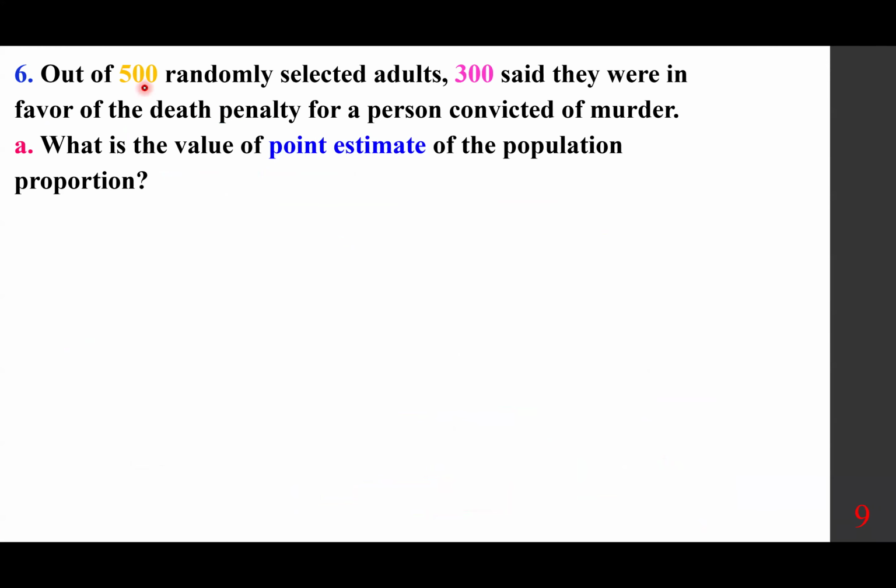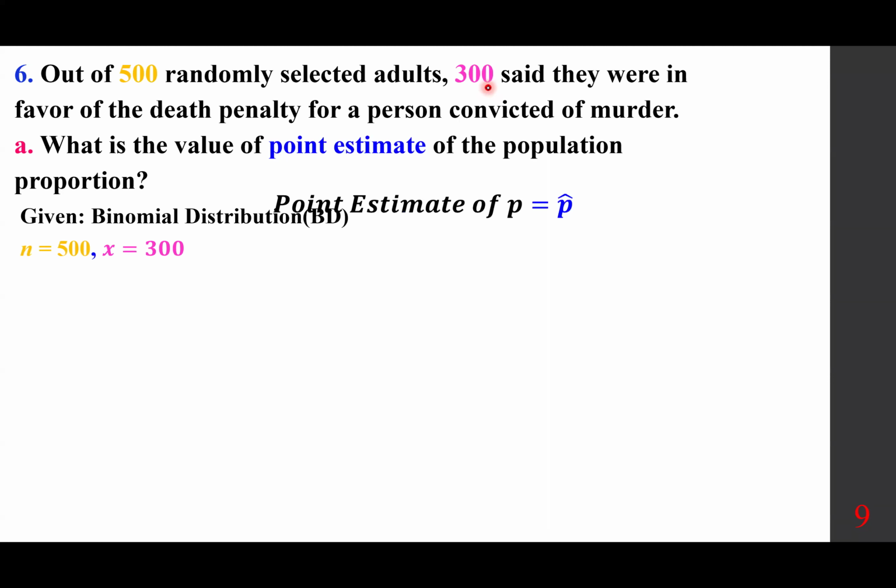Out of 500 randomly selected adults, 300 said they were in favor of the death penalty for a person convicted of murder. What is the value of the point estimate of the population proportion? Clearly, we are dealing with a binomial distribution. N is 500, X is 300, so that's important to write as the given. And the point estimate of P is P hat, and P hat is X over N.